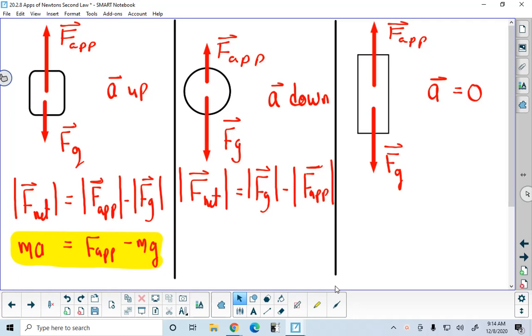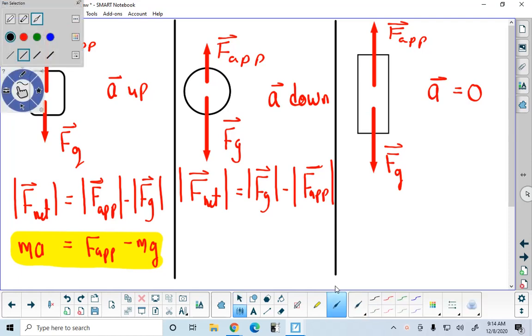So in the middle case, since the gravitational force is greater and it's opposite to the applied force, you would take the gravitational magnitude force and subtract the applied magnitude force. And what you end up building is this equation. You have ma equals, this time it's mg minus the applied force.